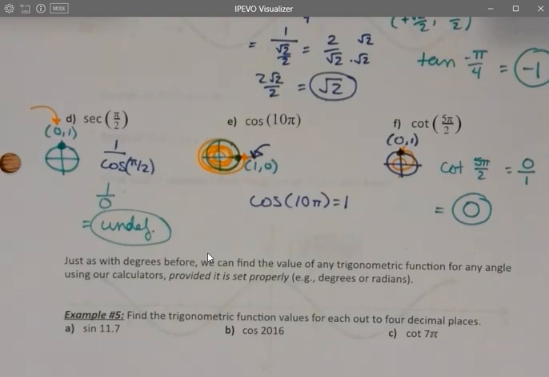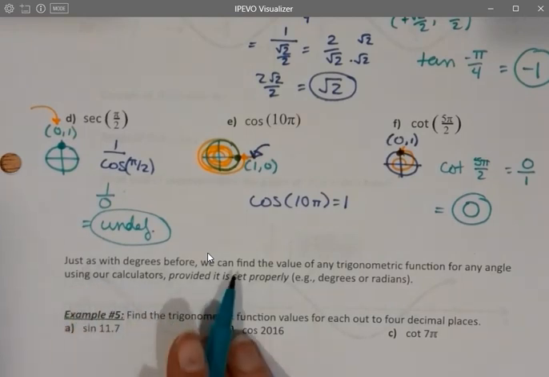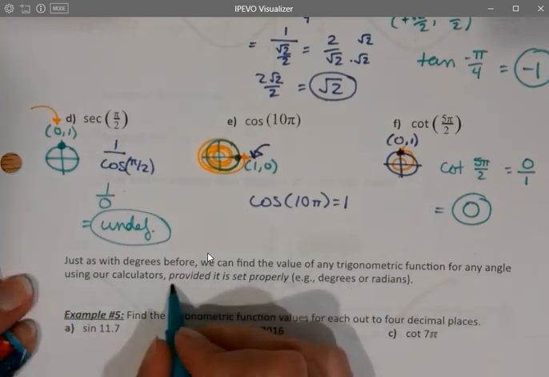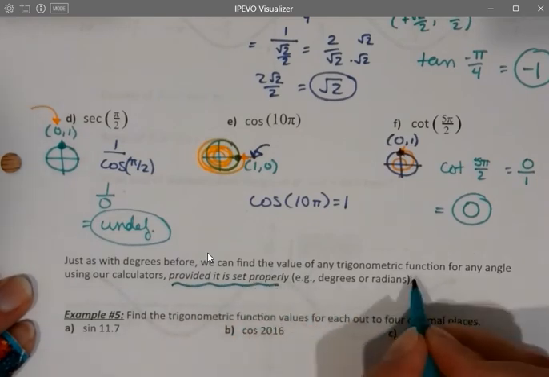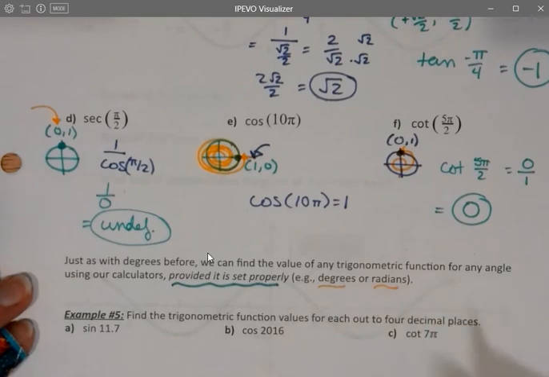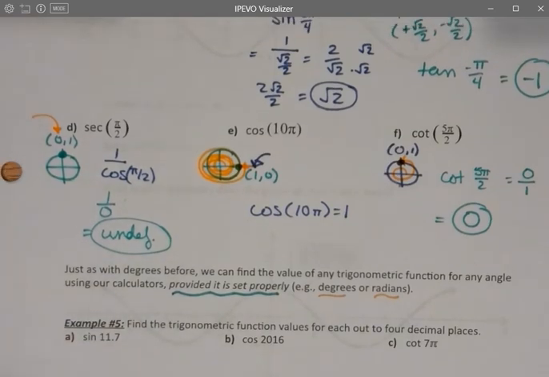All right, our note down here says, just as with degrees before, we can find the value of any trigonometric function for any angle using our calculators, provided that it is set properly. So always make sure that you check that you are in the mode that you want it to be, whether it's degrees or radians. So in example 5, find the trigonometric function values out to 4 places for each of these. We will use Desmos.